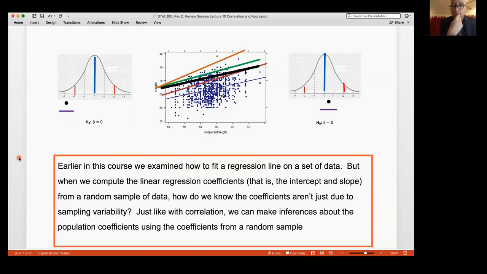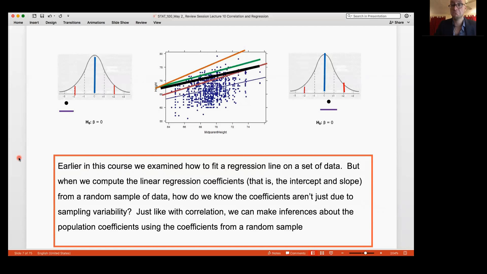And when we compute linear regression coefficients from a random sample of data, that is a simple random sample, and we want to infer about the intercept and the coefficient, how do we know that these coefficients aren't just due to random sampling variability? Just like with correlation, we can make inferences about the population coefficients using the coefficients from a random sample. So the point is, just as we talk about other kinds of statistics, t-tests, tests of proportions to make inferences, here we can do this with regression.